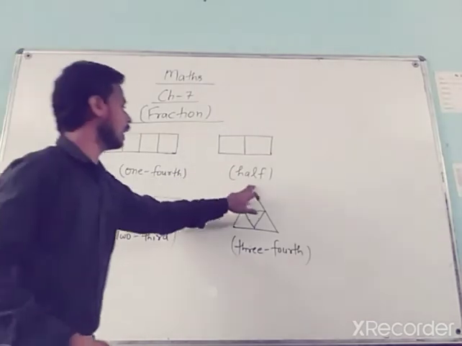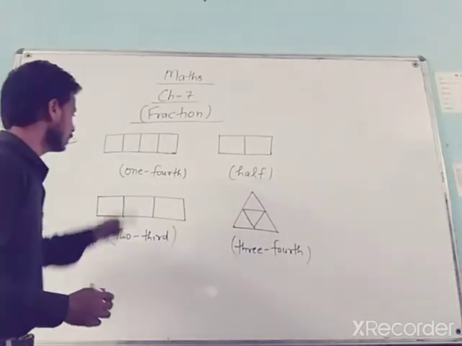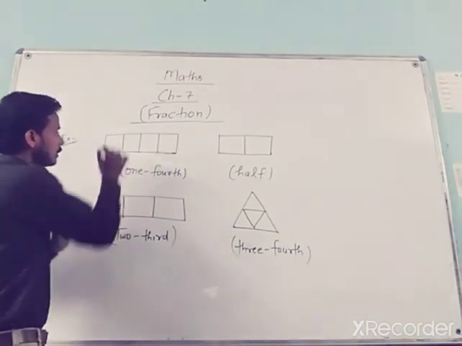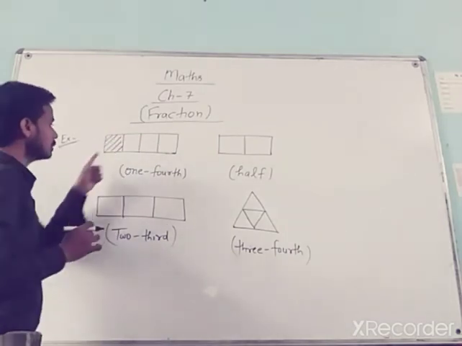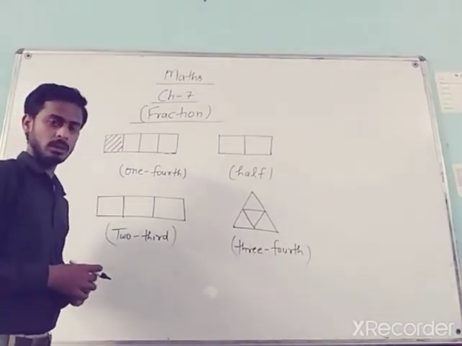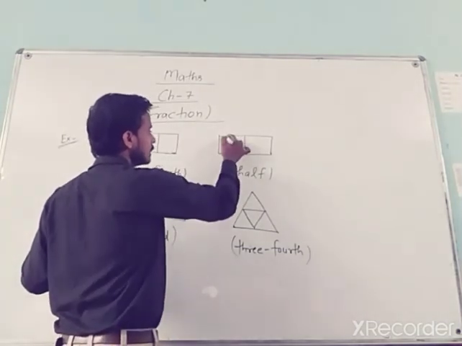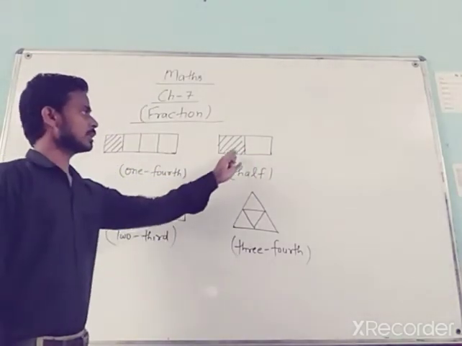See, next example is 1/4, half, 2/3 and 3/4. So it is 1/4, 1, 2, 3, 4. So if we will say this part, then it comes 1/4. Clear? Now half. See, there are 2 parts. Half means like this. Now it becomes half.